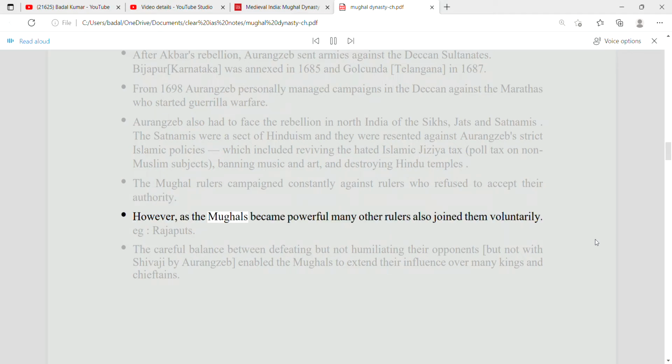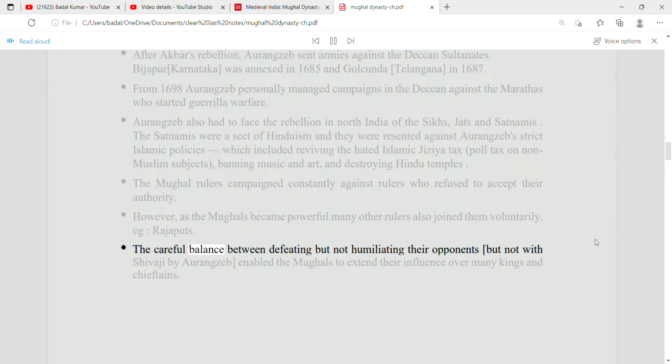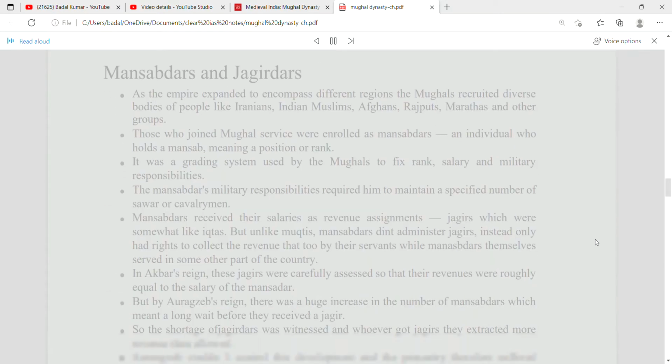However, as the Mughals became powerful, many other rulers also joined them voluntarily. For example, Rajputs. The careful balance between defeating but not humiliating their opponents, but not with Shivaji by Aurangzeb, enabled the Mughals to extend their influence over many kings and chieftains.